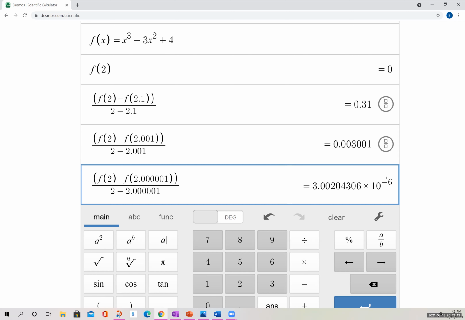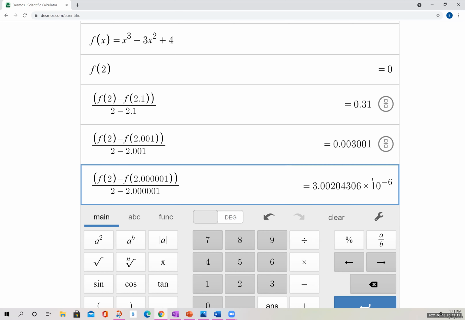So notice, remember scientific notation? This negative 6 exponent on the 10, that's telling me I'm moving that decimal place 6 places to the left. So I'm going to have 5 zeros in front of my 3. So to me, it looks like as I'm getting closer and closer to 2, doesn't this look like it's tending to get closer and closer to the y value or the value of 0?